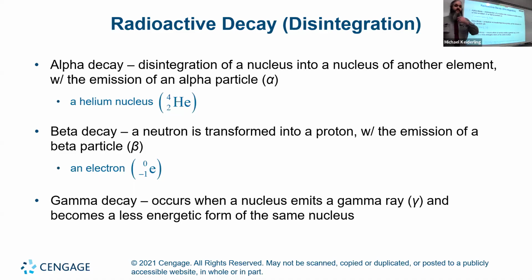So those are the 3 types of decay. Often gamma decay happens after one of the other types of decay because it decays into an energized state and then it relaxes by releasing a gamma particle.